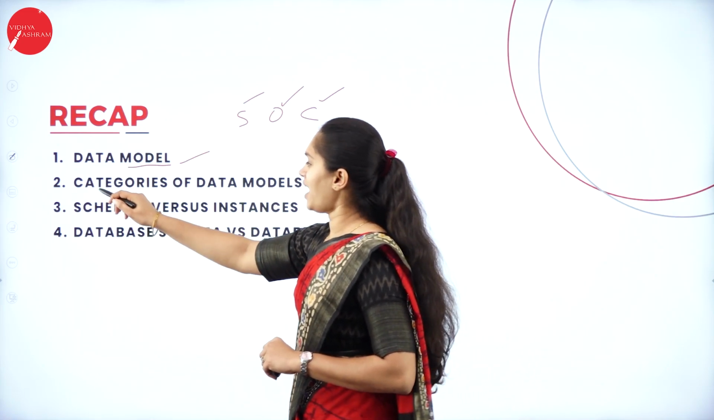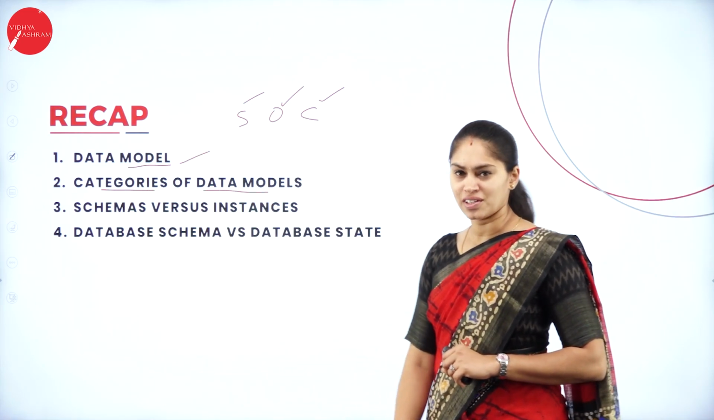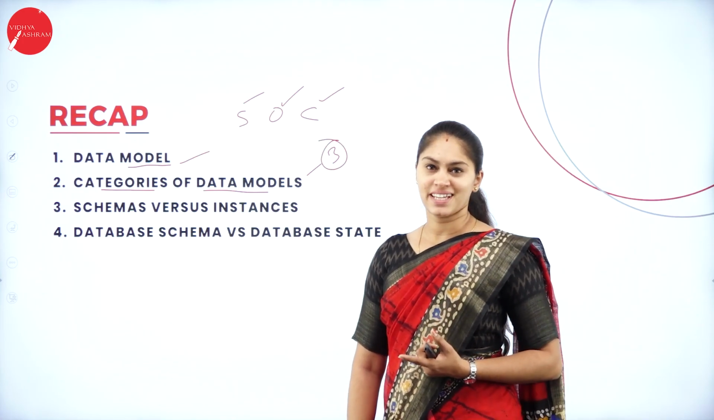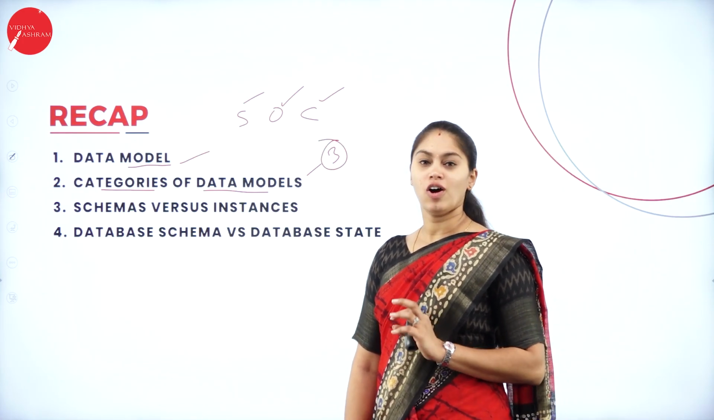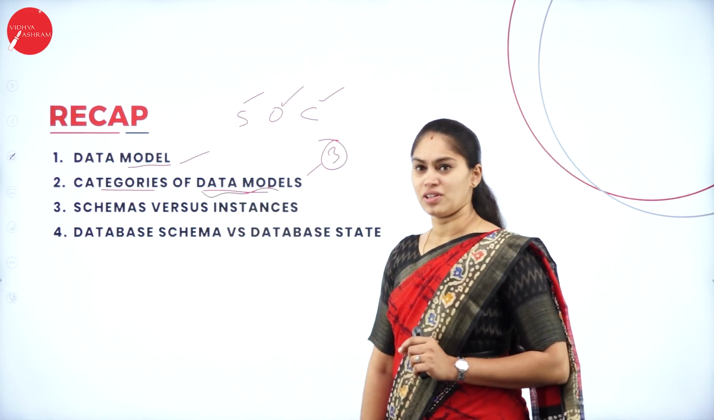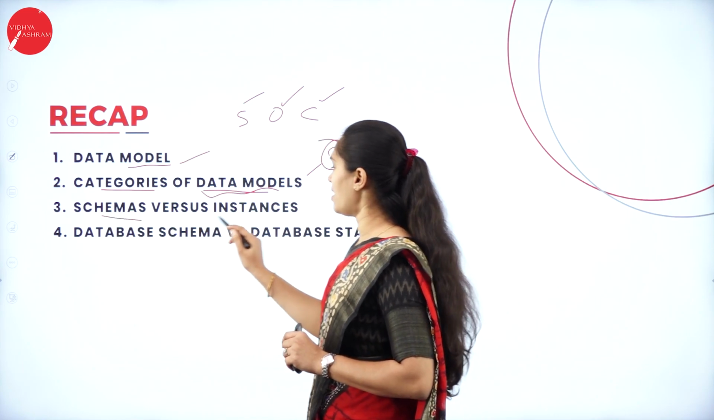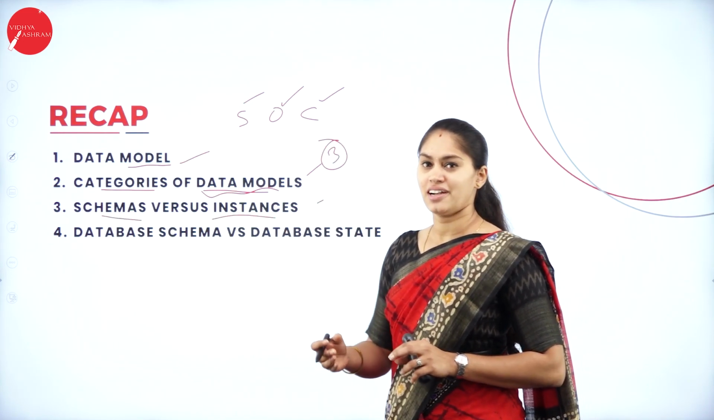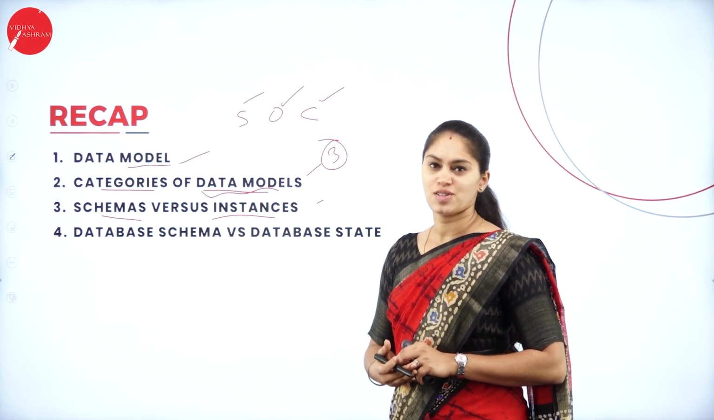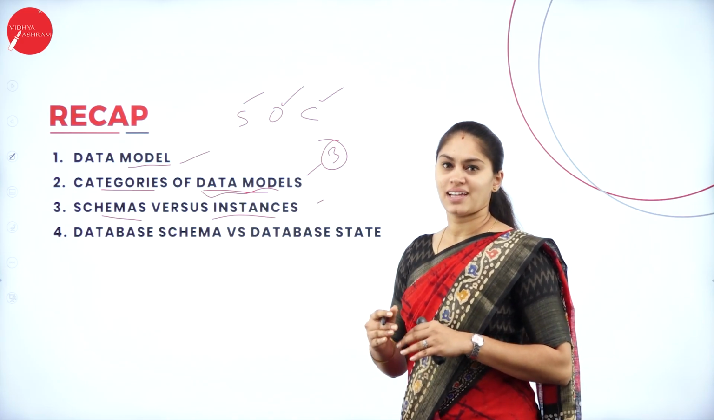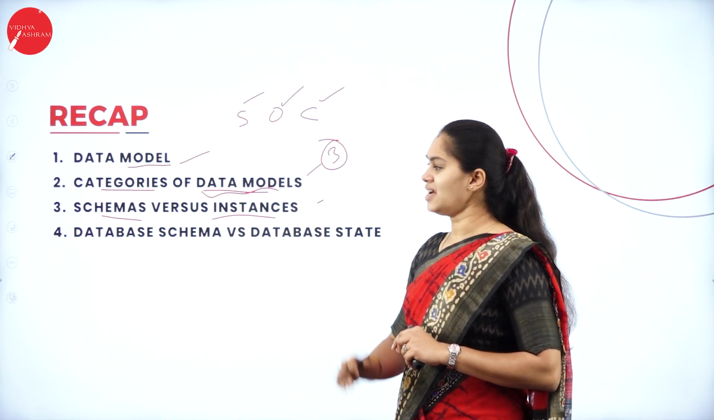We also discussed the categories of data models. Totally it has 3 categories: conceptual, physical and representational or implementational. All those 3 are the categories of the data models, and we got to know about schemas as well as instances. Instances are also considered as occurrences, or a snapshot. The data which is present at a particular time in a database will be considered as an instance.